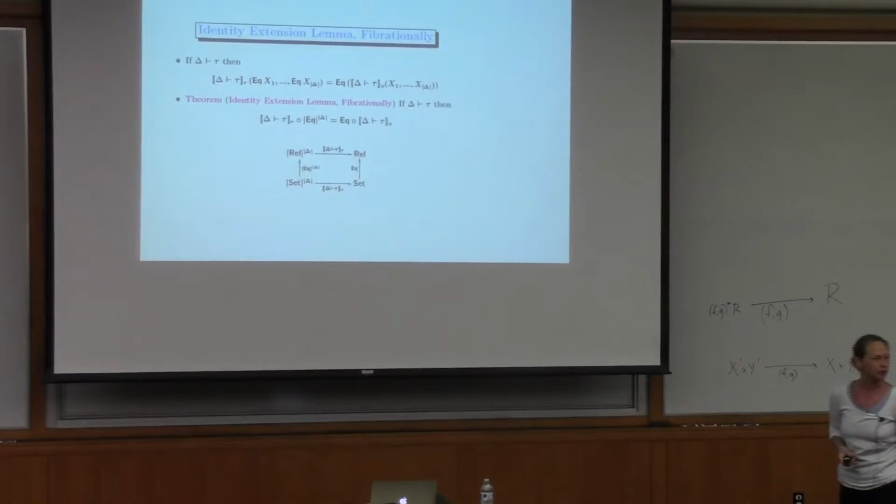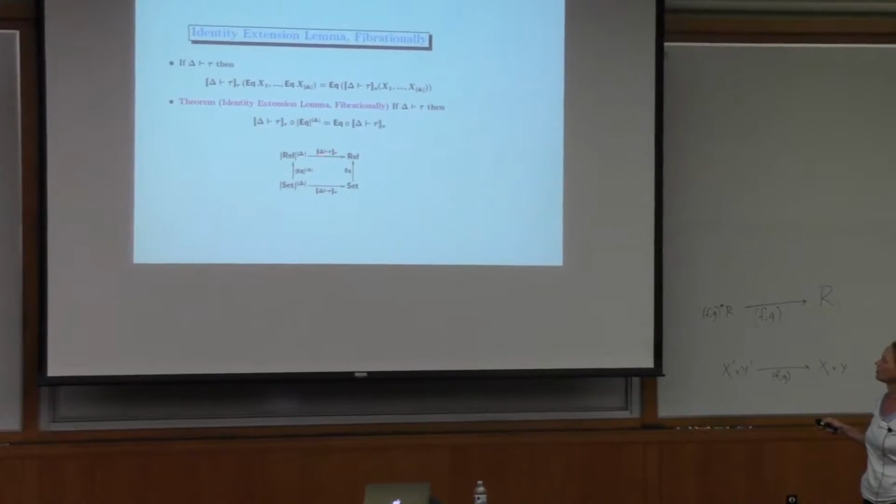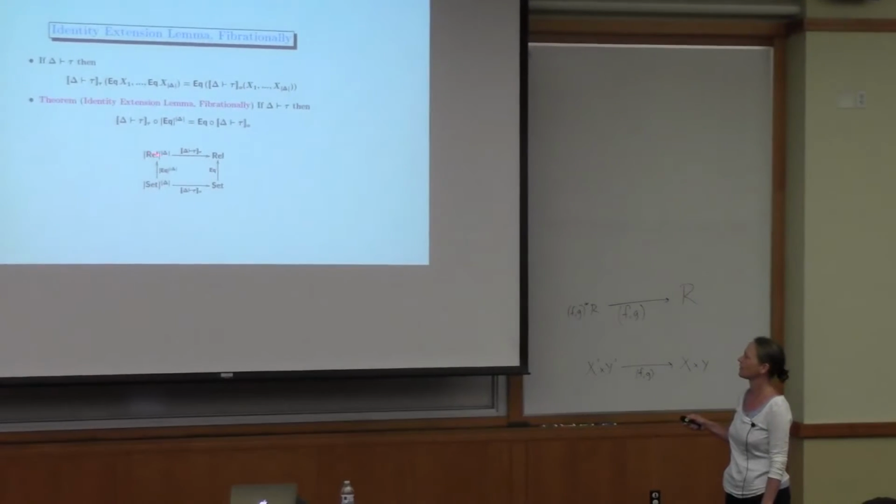Well, we can take a fibrational point of view on that too. So if I look at a type judgment, then this statement is the same as saying that this diagram commutes, or in other words, saying that this equality holds. So if I start over here with a bunch of relations, and I look at the relational interpretation of tau with respect to them, right? So, sorry, that's not right. I want to start here.